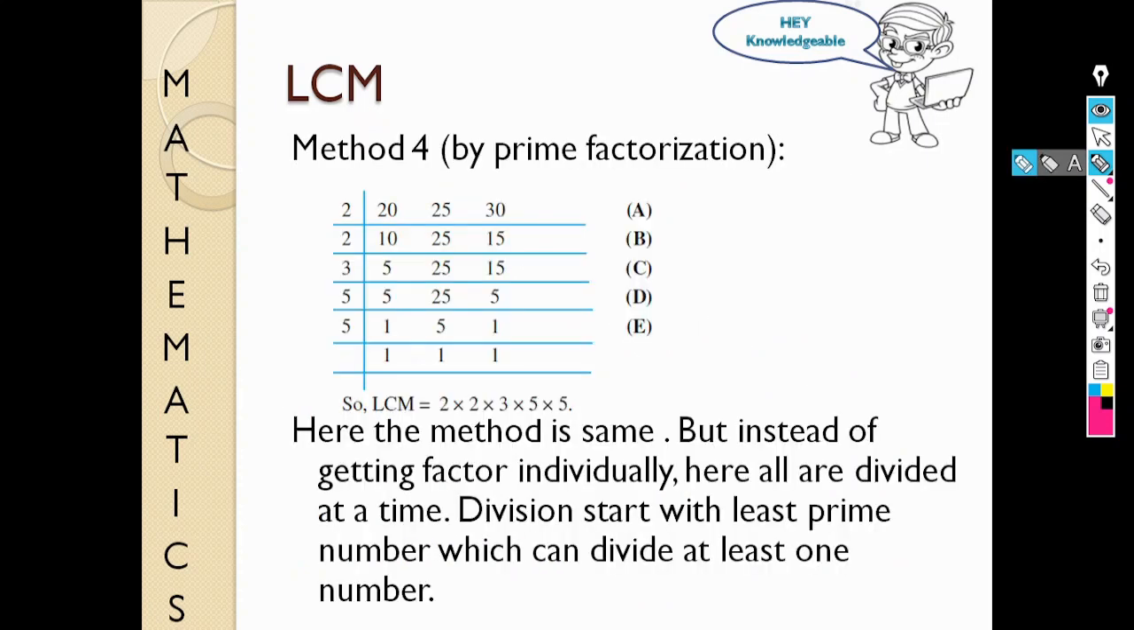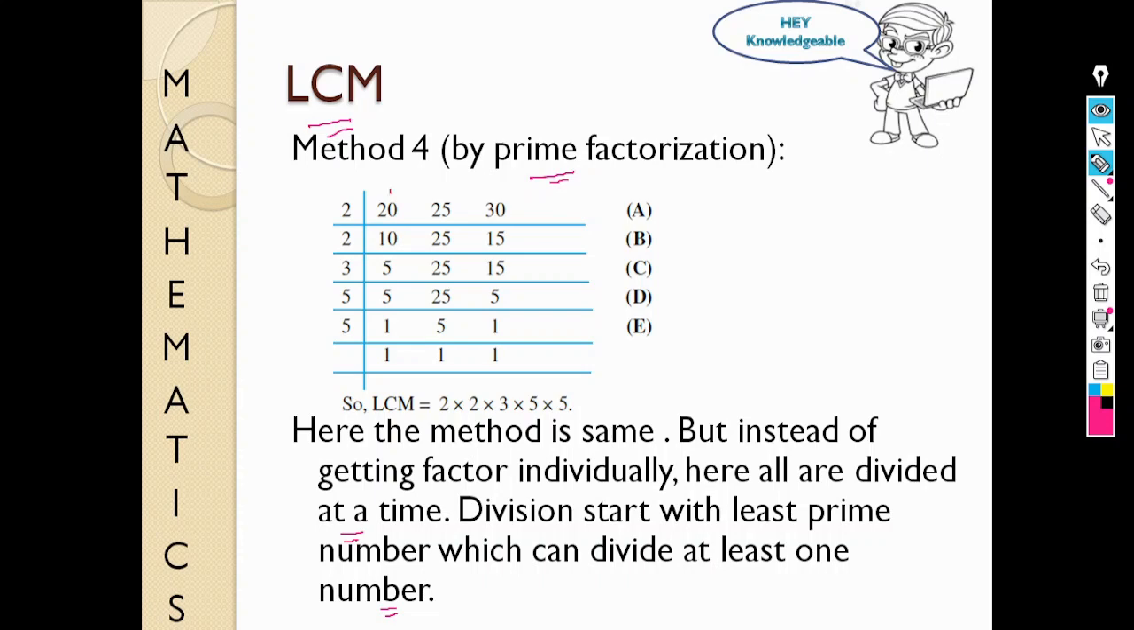So we'll try to find the LCM by another method. The basic of this method is also the same as the previous methods, that is prime factorization. So what is different here? The difference is that instead of getting factors individually, here all numbers are divided at once. Division starts with the least prime number which can divide at least one number. So let's see how it is being done.